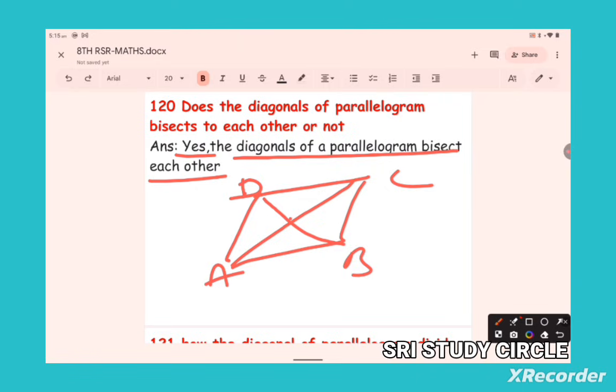Suppose the intersecting point of the diagonals is O. Here AO is equal to OC. At the same time OB is equal to OD. Diagonal AC bisects BD. At the same time diagonal BD bisects diagonal AC. That means the two diagonals bisect each other.